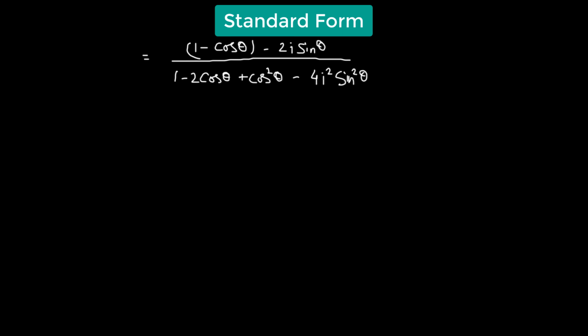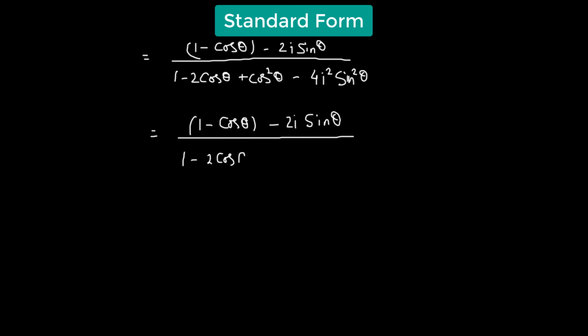And further simplification, we have 1 minus cosine theta minus 2i sin theta divided by 1 minus 2 cos theta plus cosine square theta. We have i squared equal to -1, so this will become 4 sine square theta.